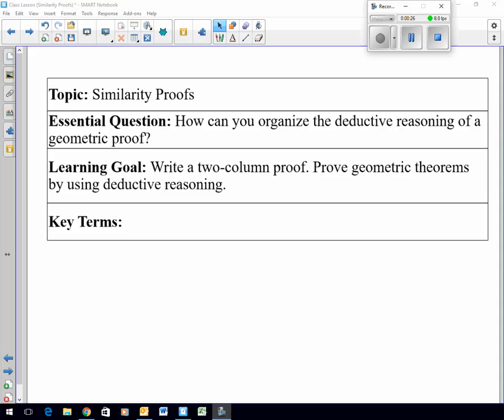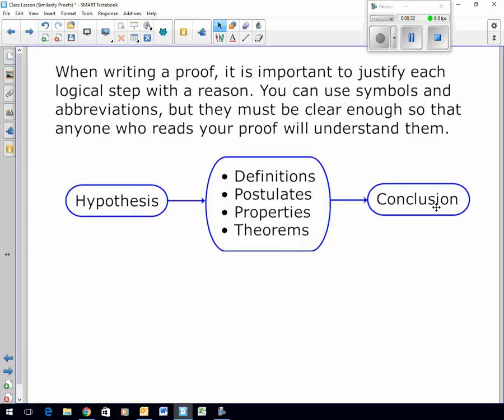A lot of stuff in there, all right? Let's get to it. You don't have to write this down. Let's just think about this. When I write a proof, what I have to do is justify each logical step with a reason. We can use symbols and abbreviations. They must be clear enough so that anyone who reads your proof will understand them.